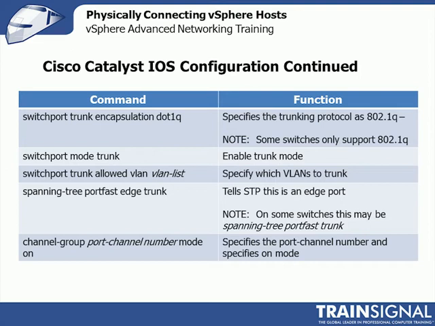We give it the list of allowed VLANs. We tell spanning tree this is an edge port by doing spanning tree port fast edge trunk. On some switches, it may just be spanning tree port fast trunk. It depends on the iOS version and the switch. One of those should work. And then, again, we put it in a port channel if required for our hashing mechanism. Channel group, pick your channel number. Mode on, again, we have to force the channel on.